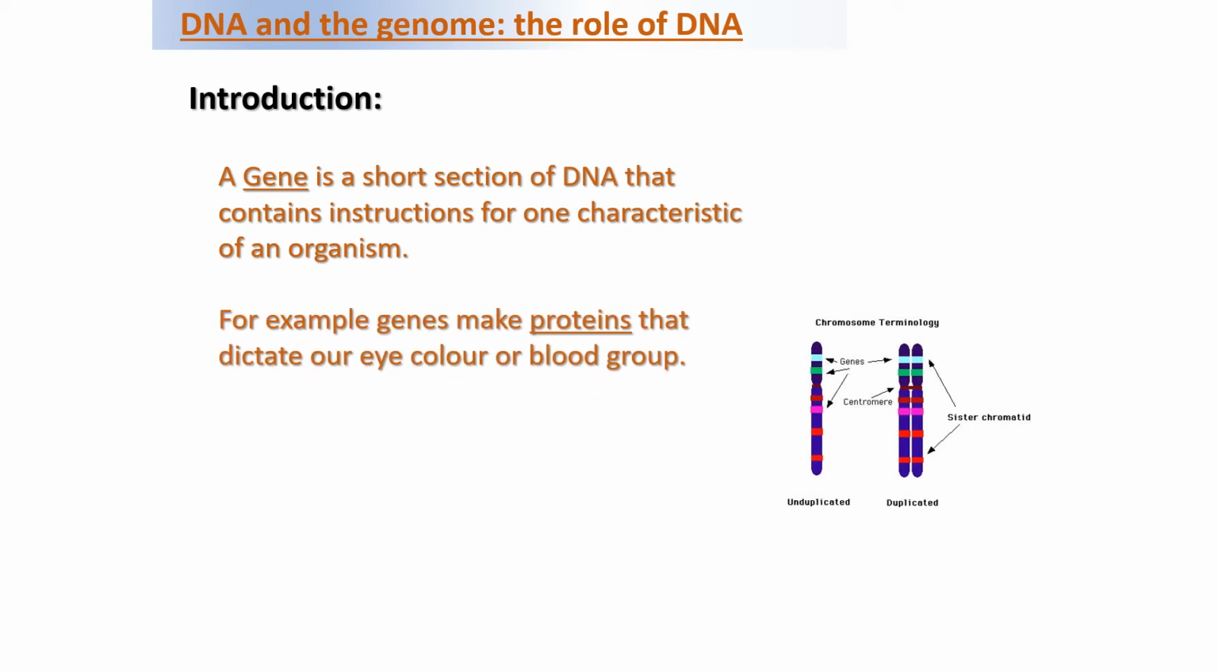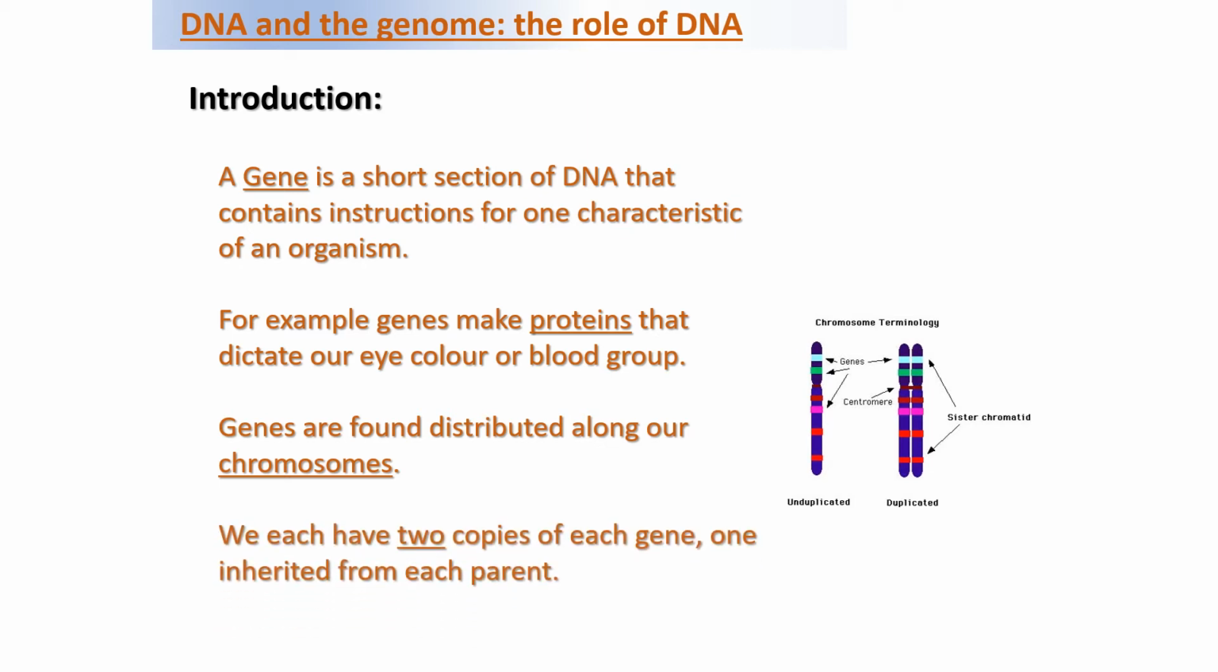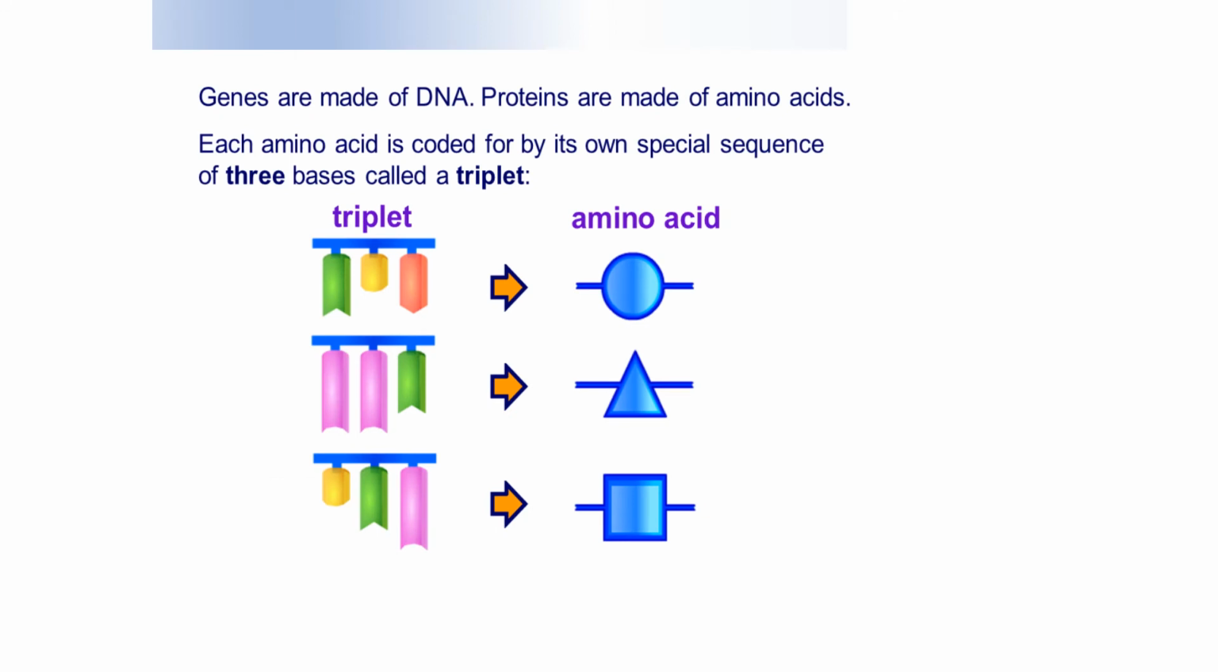Genes make proteins that dictate our eye color and blood group, and these genes are found distributed along the chromosomes. We have 2 copies of each gene, one inherited from mother, another from father. Genes are made of DNA, proteins are made of amino acids.